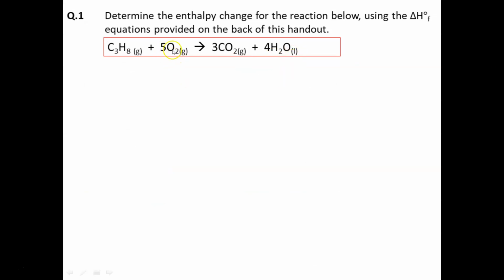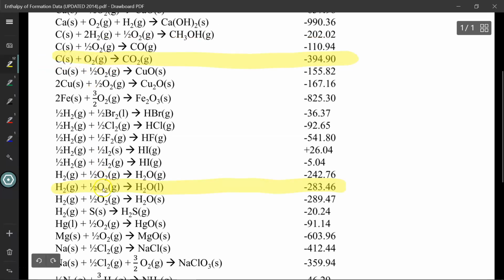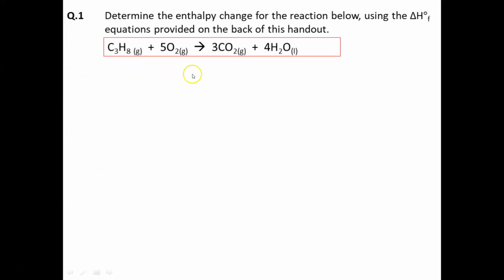Now, you'll notice that I've skipped the oxygen. That's because oxygen is an element in its pure natural state, and we use them as a baseline, a starting point. So elements in their pure natural state are always given an enthalpy value of 0. So we don't really have to worry about them. But as you'll see in a few moments, many of the equations that we're using to build our target equation already include oxygen. So there's no need to find a separate equation just for the oxygen.